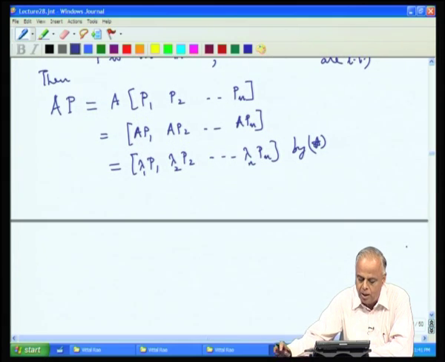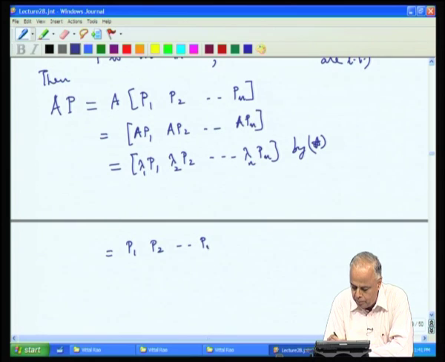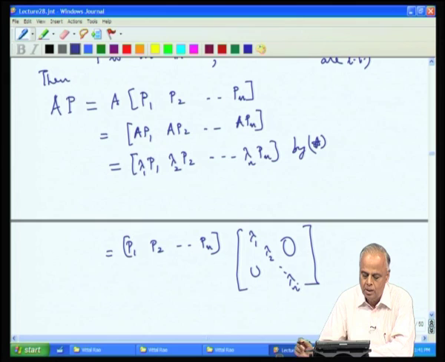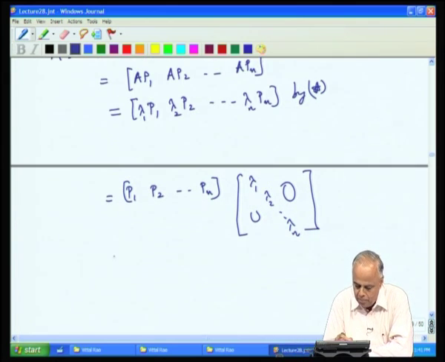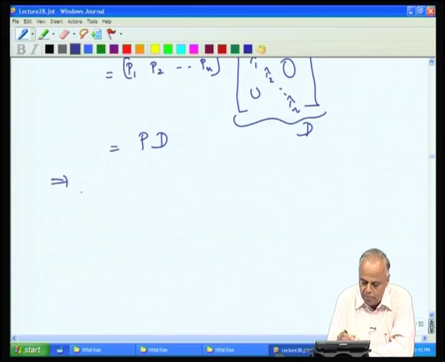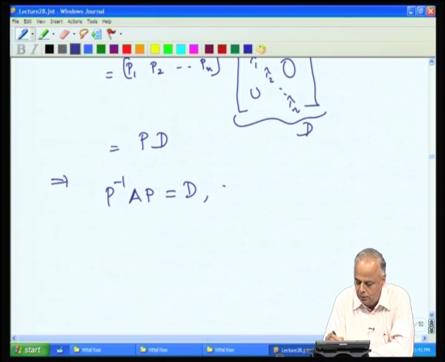and this product as before can be written as P1 P2 ... Pn into the diagonal matrix lambda 1, lambda 2, ..., lambda n, which is P times the diagonal matrix. This matrix is what I call D. So, AP equal to PD, which implies P inverse AP is equal to D, a diagonal matrix.